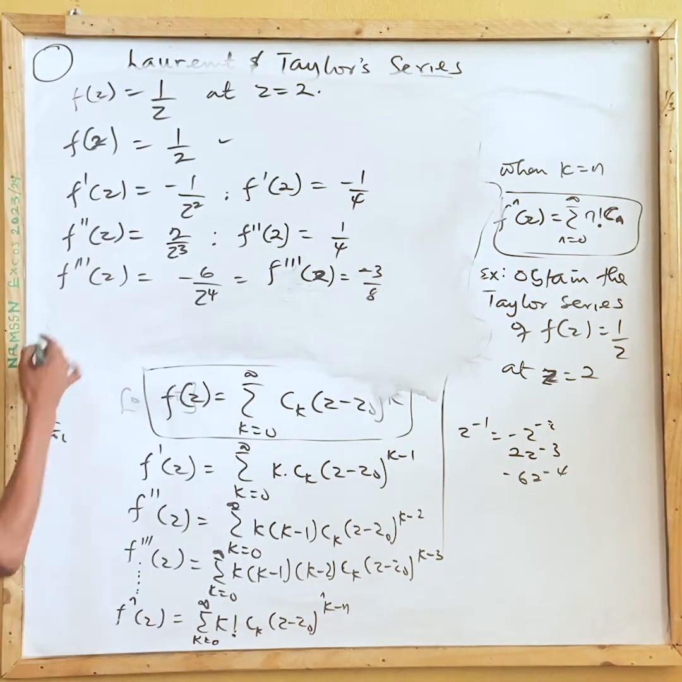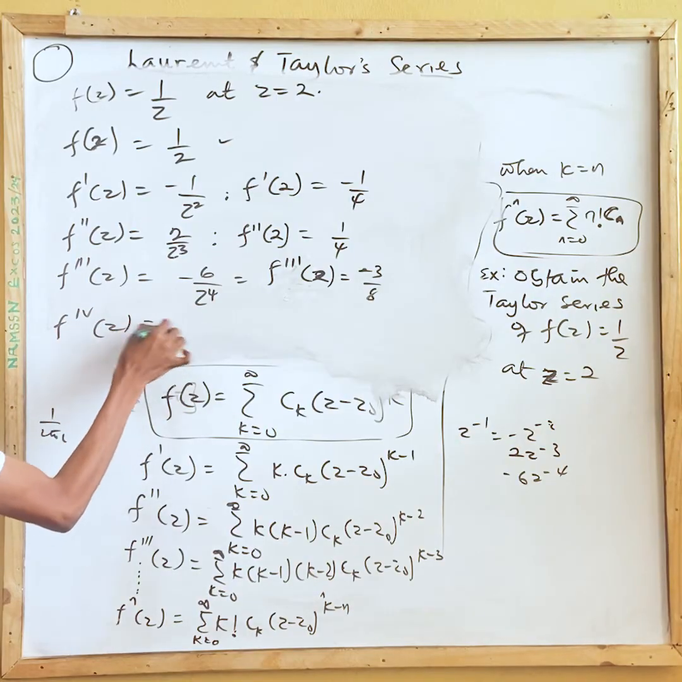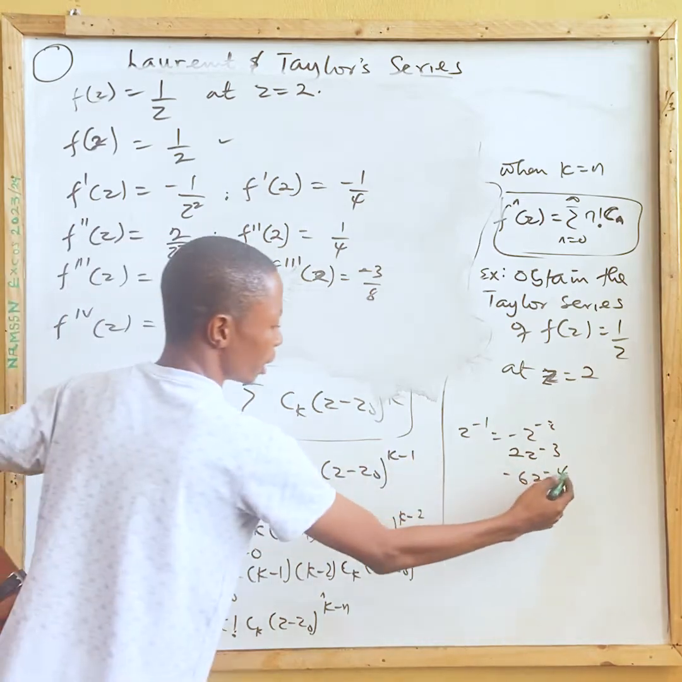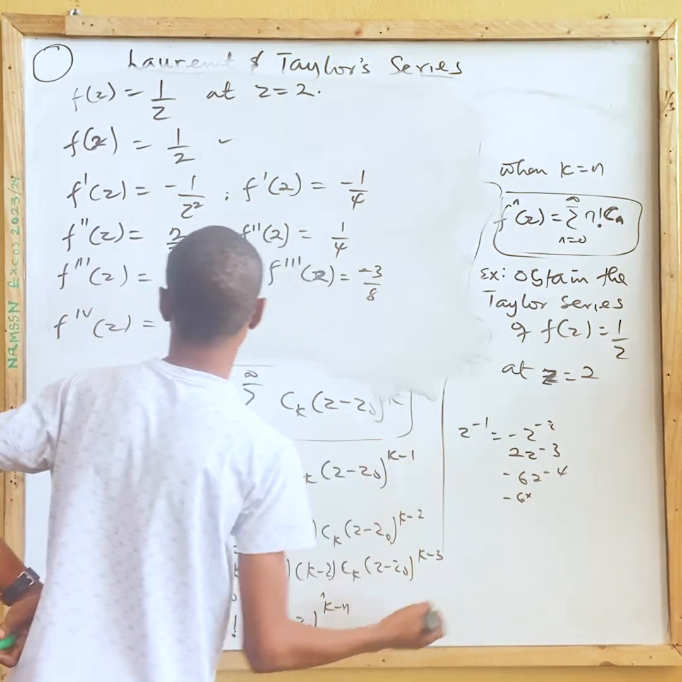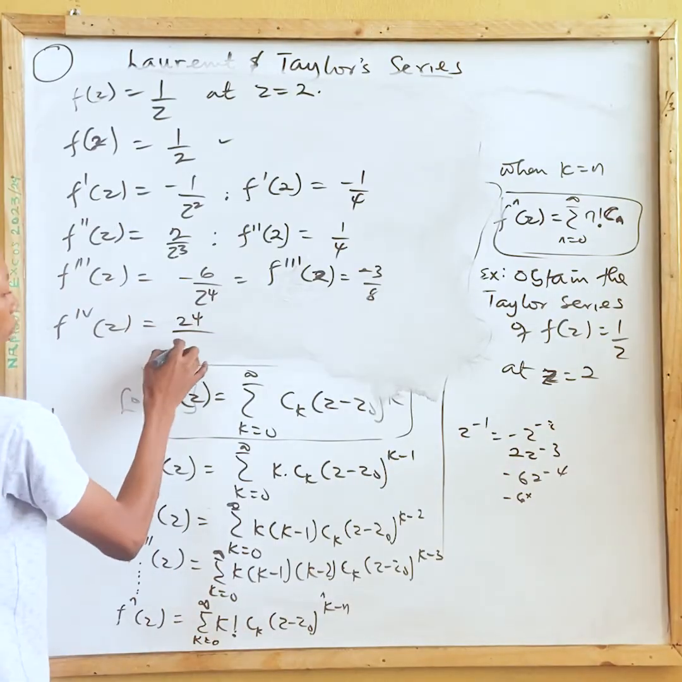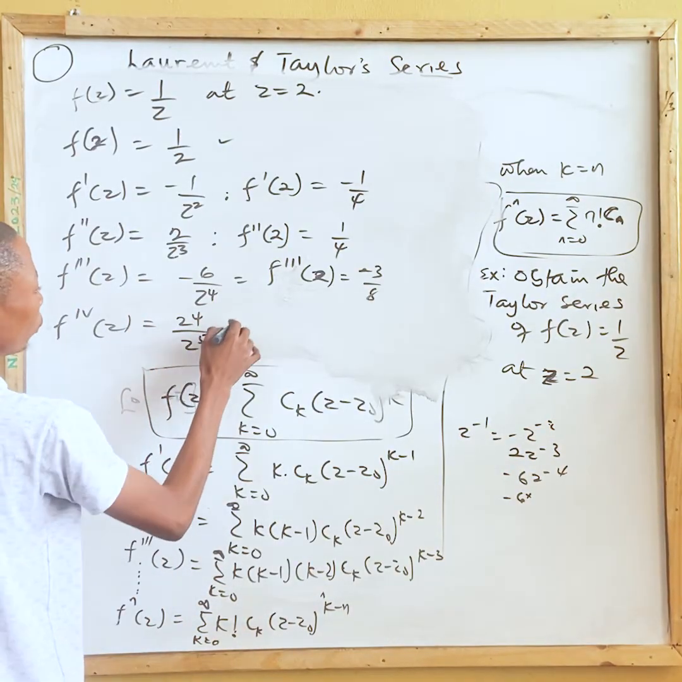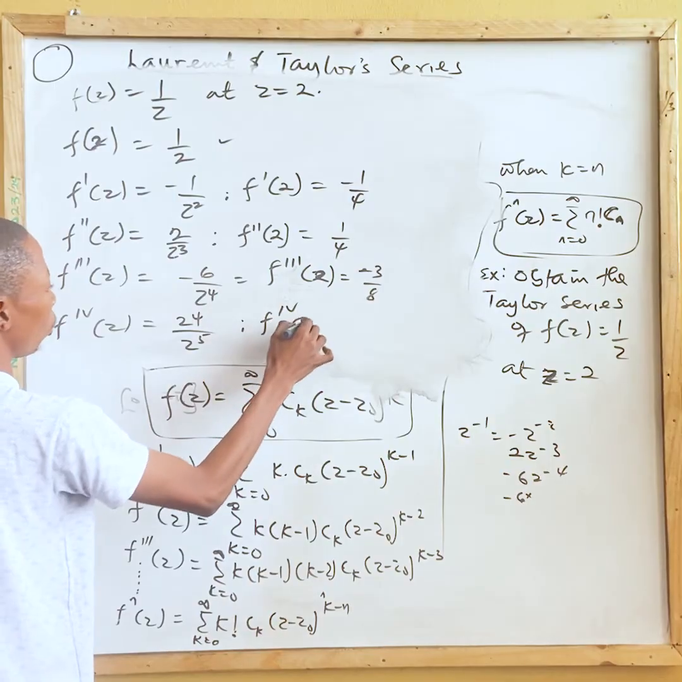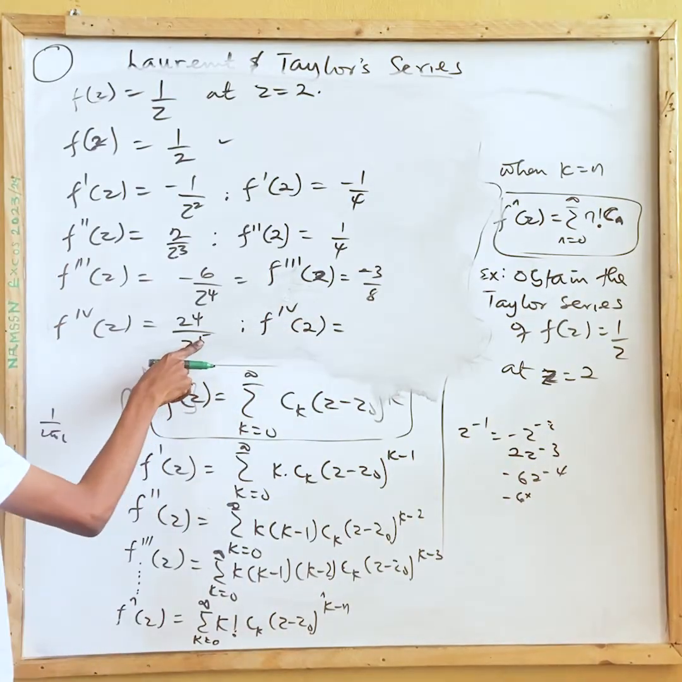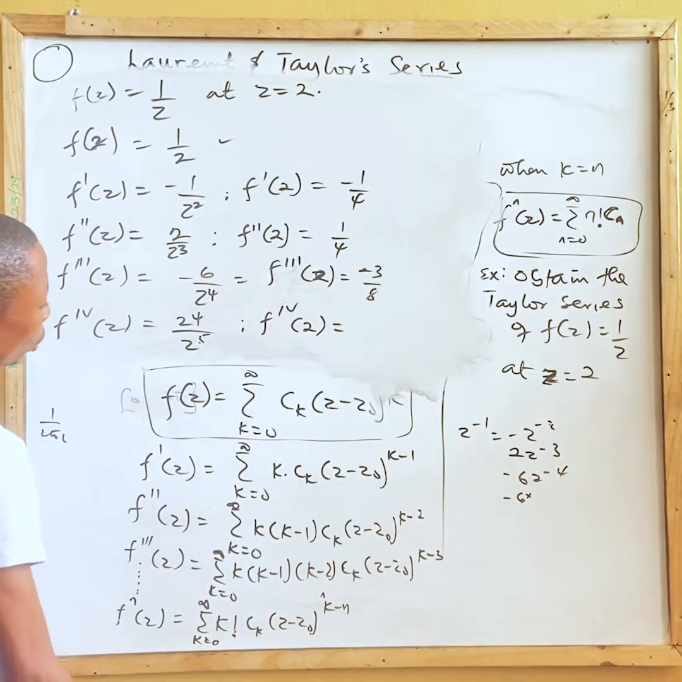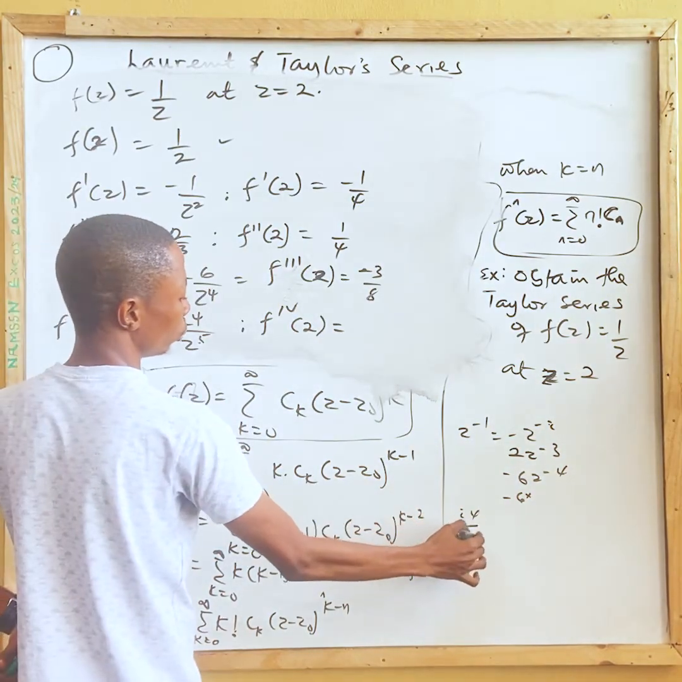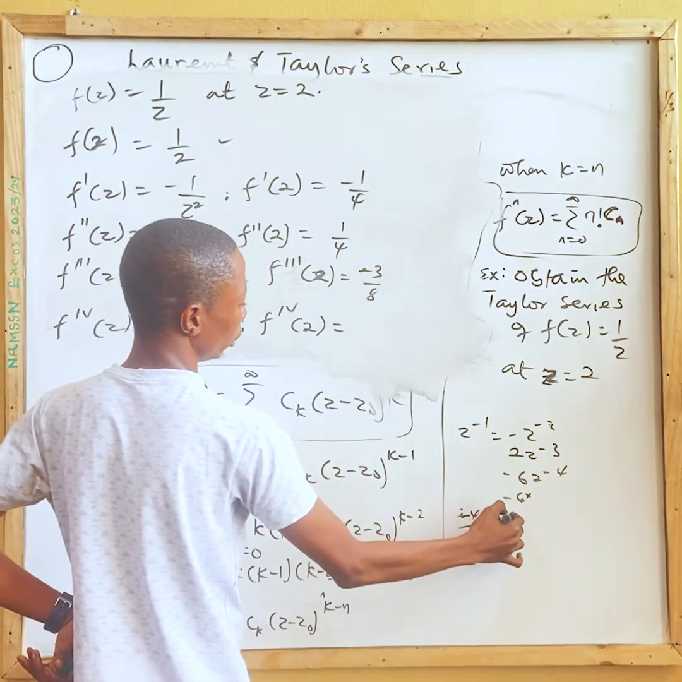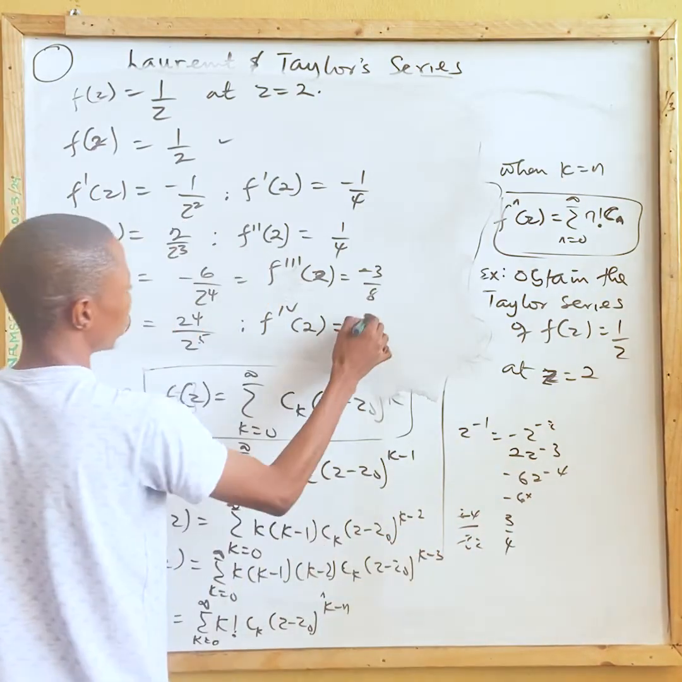Then if I take one more, what is the fourth derivative of f(z) now? If I differentiate this function again, I want to differentiate minus 6 over z^4. That's minus 6 times minus 4, that's 24. This is 24 over z raised to power 5. And f4 of 2 is 24 over 2 raised to power 5, 24 over 32. Dividing by 8, that's 3 over 4.